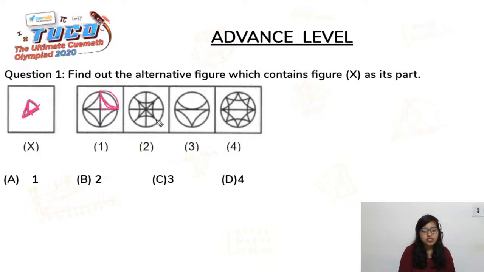So let's try to figure out option 2. As you all can see, we do have option 2 wherein we have this part and we have this half curved line going in. So I could say the part of figure X is embedded in figure 2. So hence option B is the right answer.